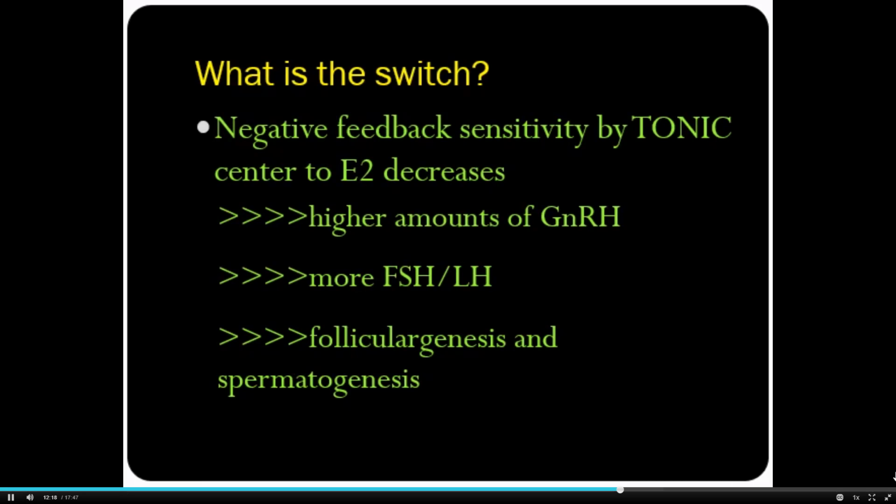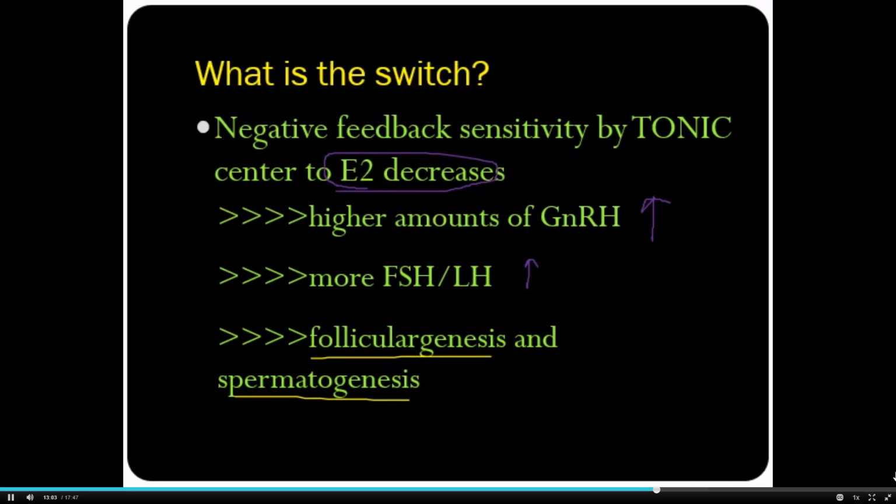So what's the switch? In this particular case, up until puberty, E2 is having a negative feedback loop essentially on the tonic center of the hypothalamus. So the more E2 there is, the more negative impact there's going to be. So what's the switch? Well, if we look at it, it's going to be the fact that negative sensitivity decreases. So we actually get a less negative effect, and by reducing that negative impact, we get more GnRH. If we have more GnRH, we're going to have more FSH and LH, and then we're going to end up getting follicular growth, follicular genesis, and in the male we get spermatogenesis.